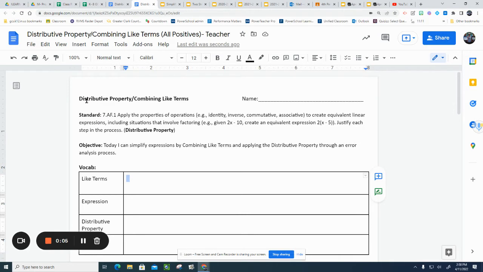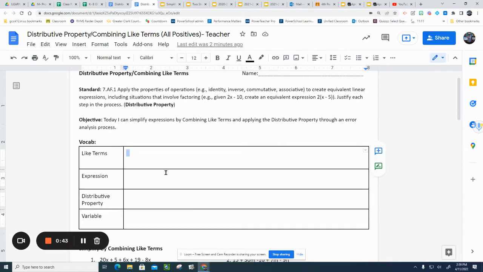We are continuing to work with the distributive property and combining like terms because the two things go together. So our standard is to apply the properties that we've talked about: identity, inverse, commutative, associative, to create equivalent linear expressions, including situations that involve factoring. So given 2x minus 10, we're going to realize that that's the same as 2 times x minus 5. Justify each step in the process. So today we're just going to simplify by combining like terms and by applying the distributive property through the process.